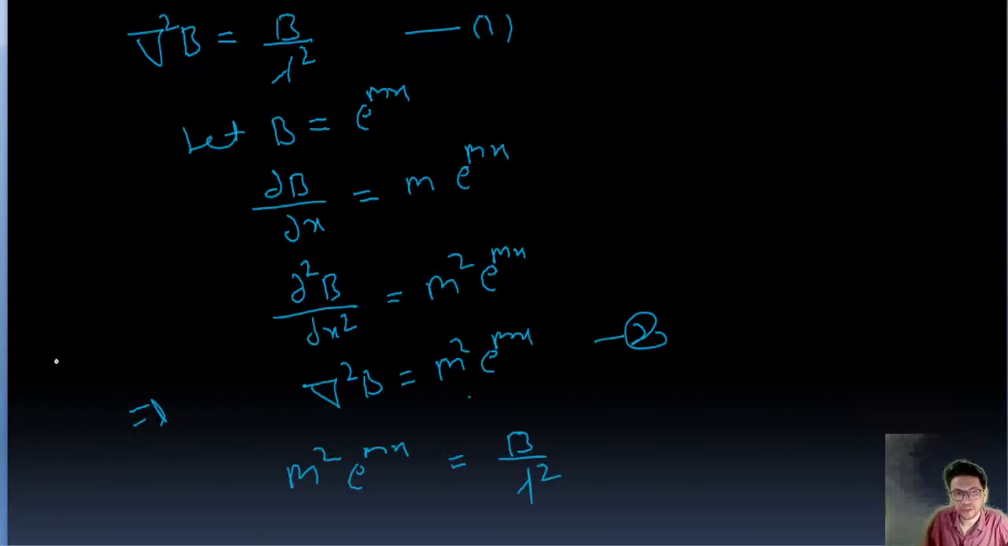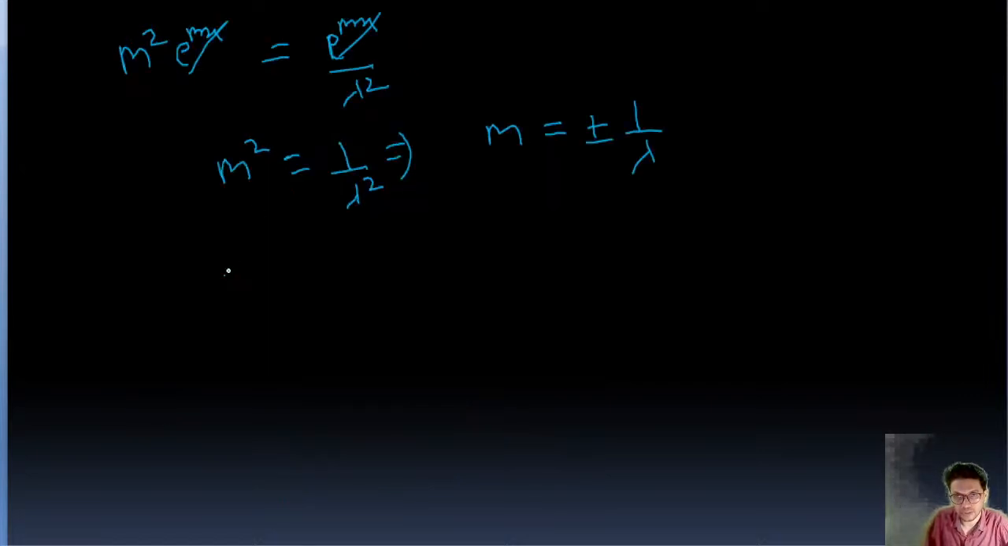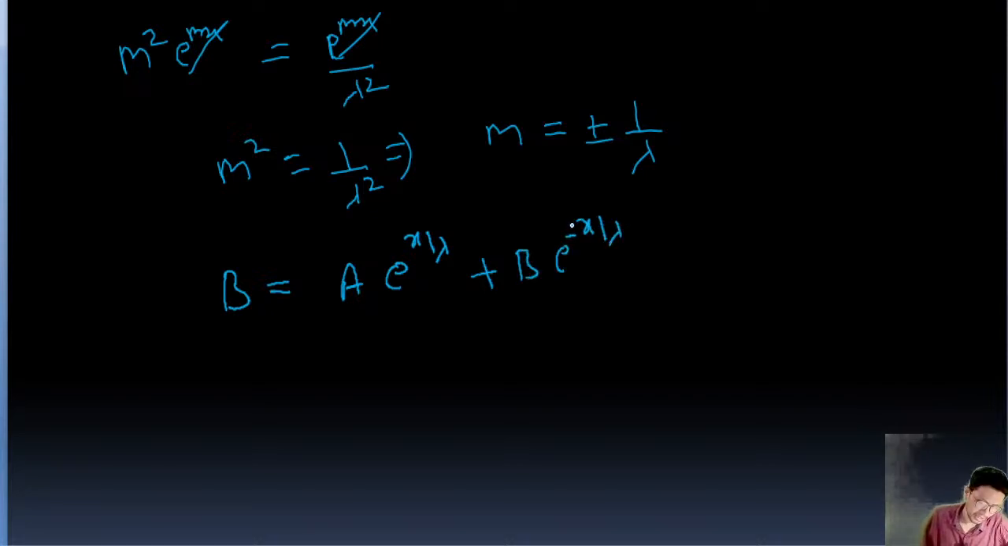So from here, the solution for this second order differential equation is going to be b equal to A e to the power x by lambda plus B e to the power minus x by lambda. So this is the important result, right? Equation number 3.